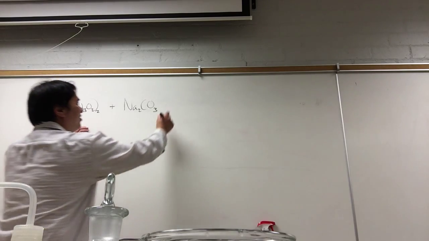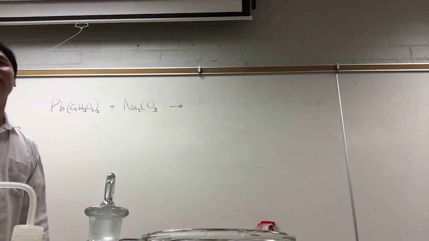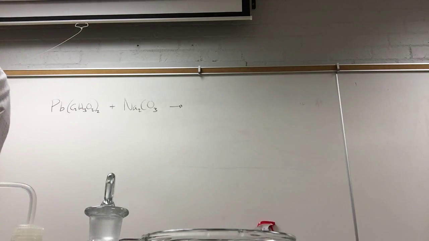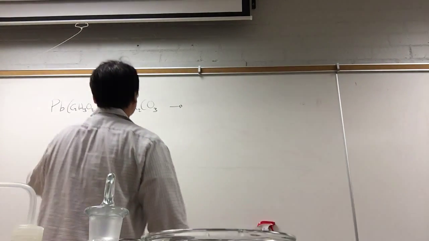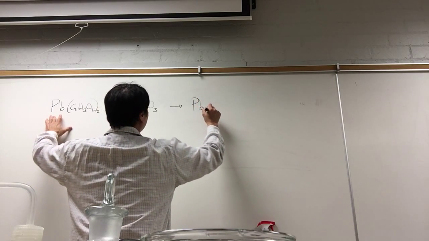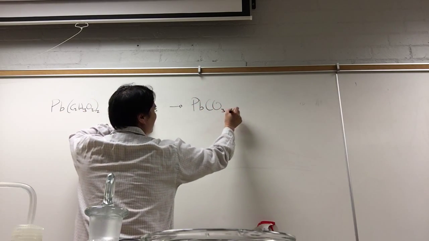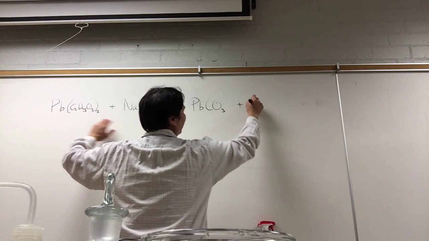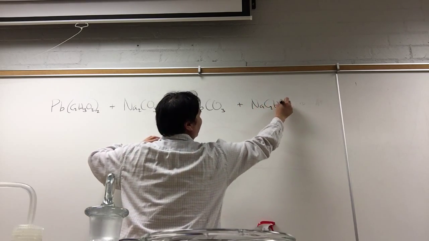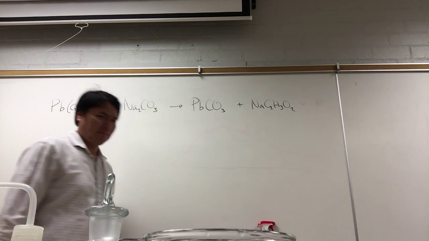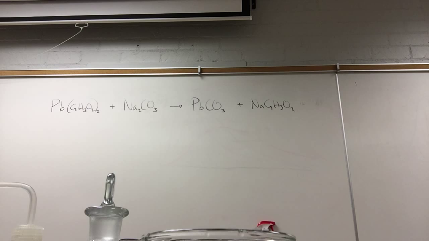All right, this is just a double replacement reaction. AB plus CD yields what? Lead with carbonate. We get lead 2 carbonate plus sodium with acetate. I'm not going to balance this yet because before I balance it, I want to make sure there's a driving force. Otherwise, I can save myself some time. If there's no driving force, no reason to balance it. Do you see a driving force for this reaction?